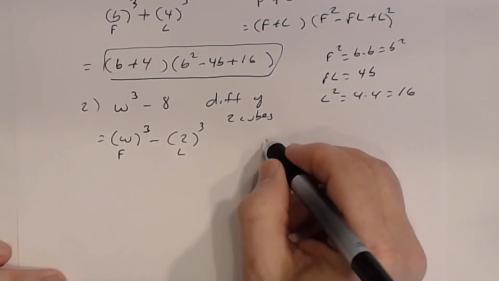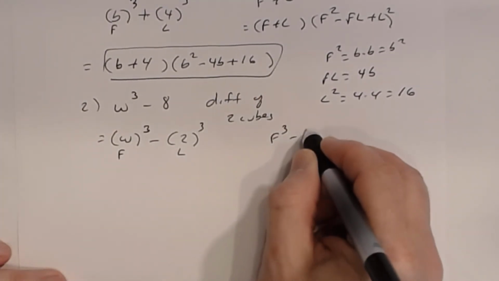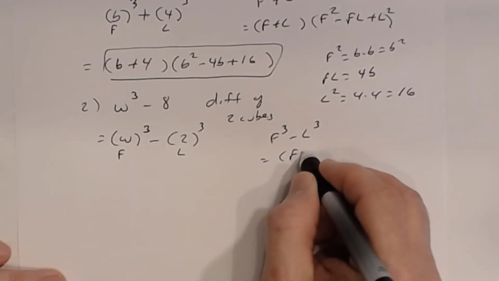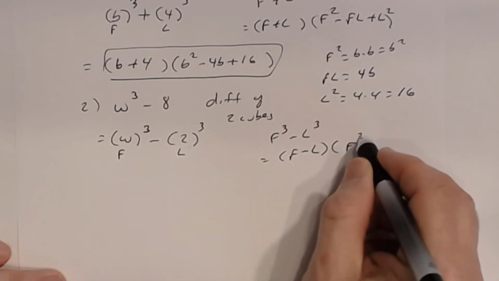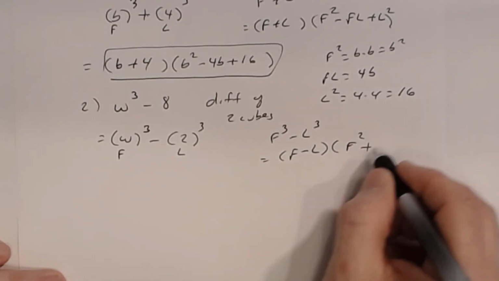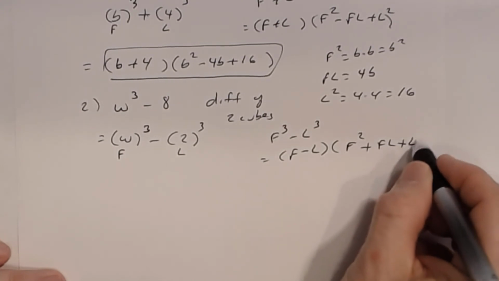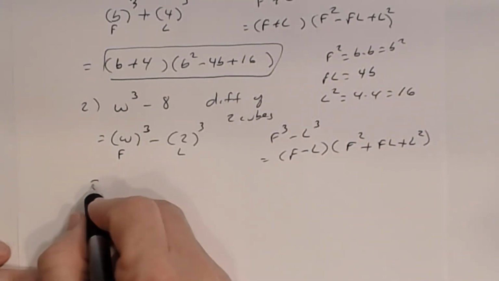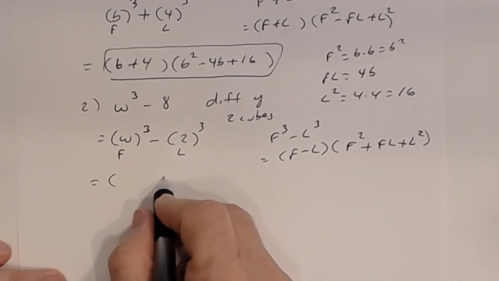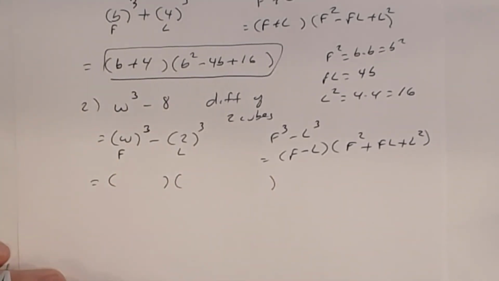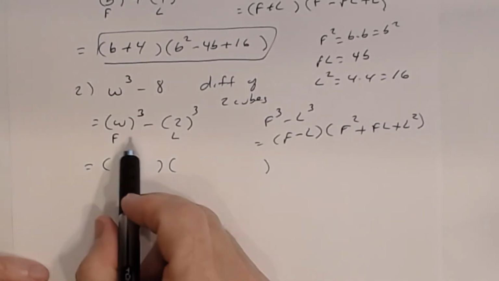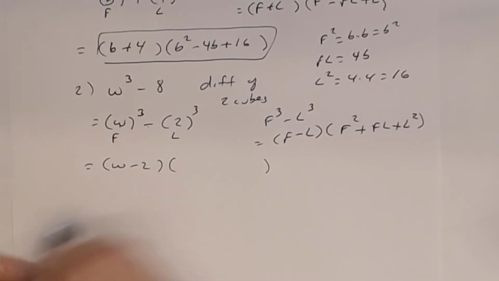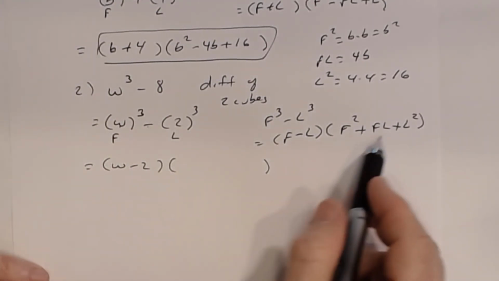And remember how to factor the difference of two cubes. The difference of two cubes, F cubed minus L cubed, is F minus L times F squared plus, you change the sign, plus FL plus L squared. All right, so there's your formula. So now let's write the answer. Remember, the difference of two cubes is a binomial times a trinomial. So your binomial is what you see, w minus 2. There's your binomial. Your trinomial we're going to get from here.